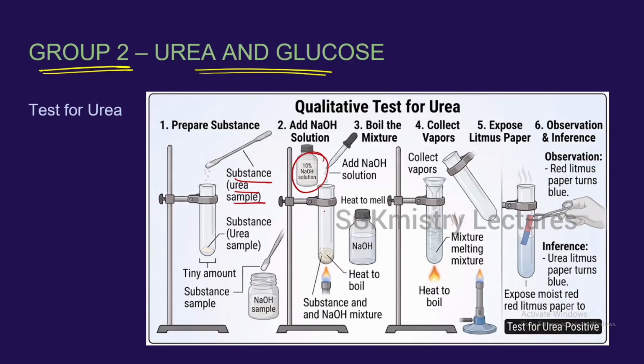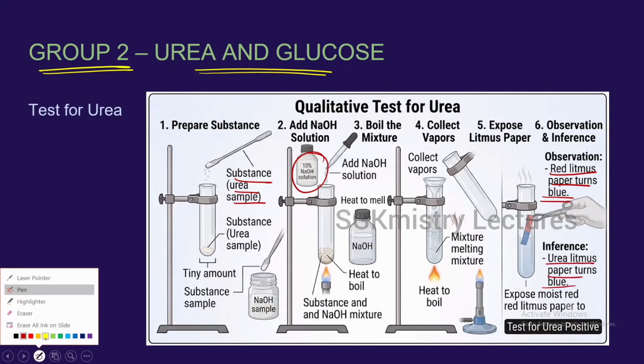Once you boil it, you can see some vapors are released. Now these vapors are exposed to moist red litmus paper. Okay, so the moist red litmus paper you need to take. When these vapors are exposed to the moist red litmus paper, you can see that the red litmus paper turns blue. So when this happens, we can say that urea is present in the given compound.